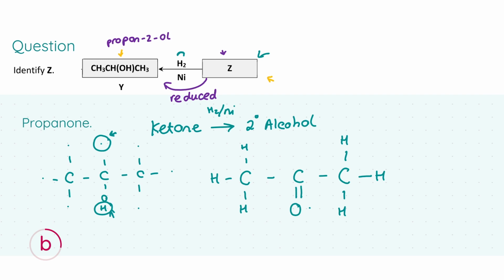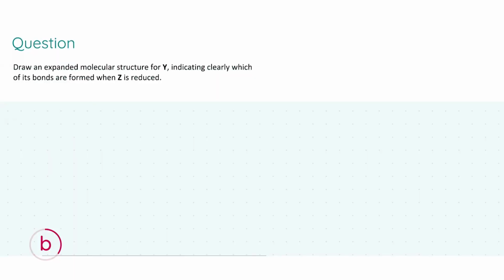And then there's 3 carbon atoms, so it's prop. So propanone. And for that, you're going to get 3 marks. And you don't need to draw out everything like I have here, that's just for explanation purposes. So now we're going to move on to question B part 2. In question B part 2, we're asked to draw an expanded molecular structure for Y, indicating clearly which of its bonds are formed when Z is reduced.